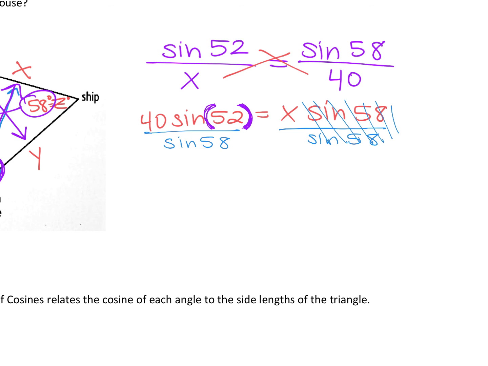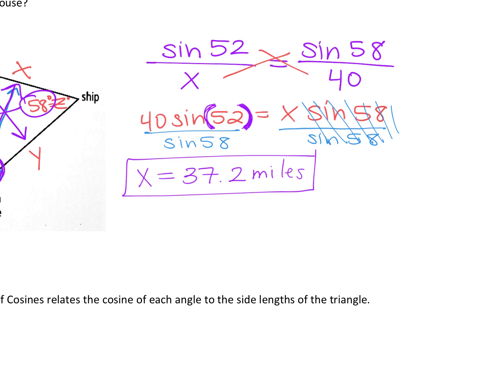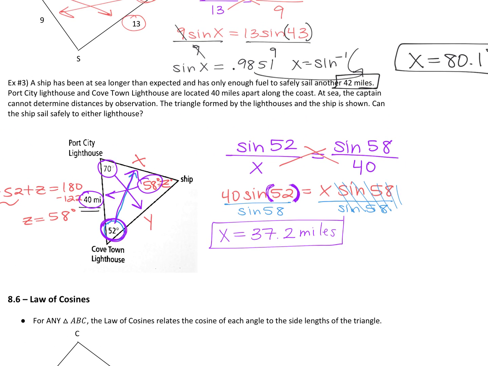Sorry. I got 37.1. Yeah, 37. Doesn't it feel good to get the right answer now? Hooray for calculators that work. X comes out to, if we round to the nearest tenth, 37.2 miles. Okay, so can the ship make it to Port City Lighthouse? Yes, right? As long as it's less than 42 miles, they will make it there. Now let's check if they can make it to Covetown Lighthouse.